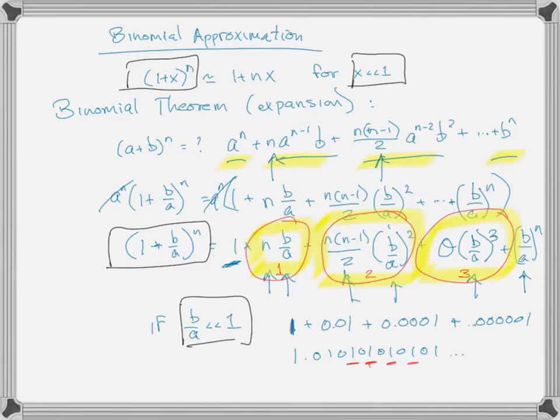And therefore, did we need the third term? Did we need the fourth term? Did we need the fifth term? Did we need the sixth term? And the answer is, it depends how accurate we want to be. But in this case, remember, b over a was not much, much less than 1.